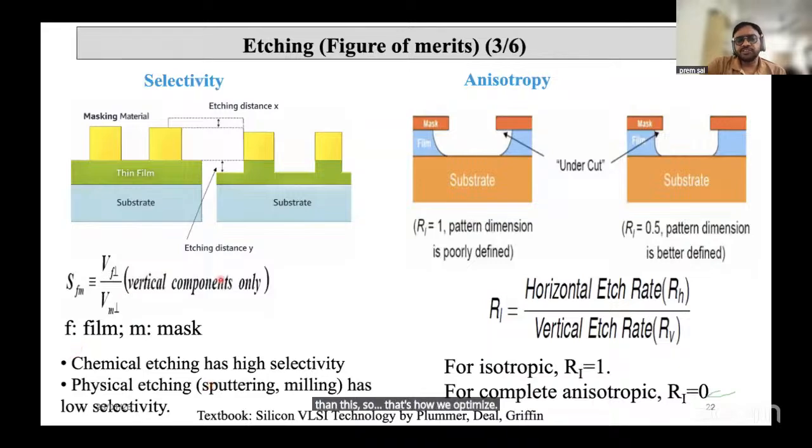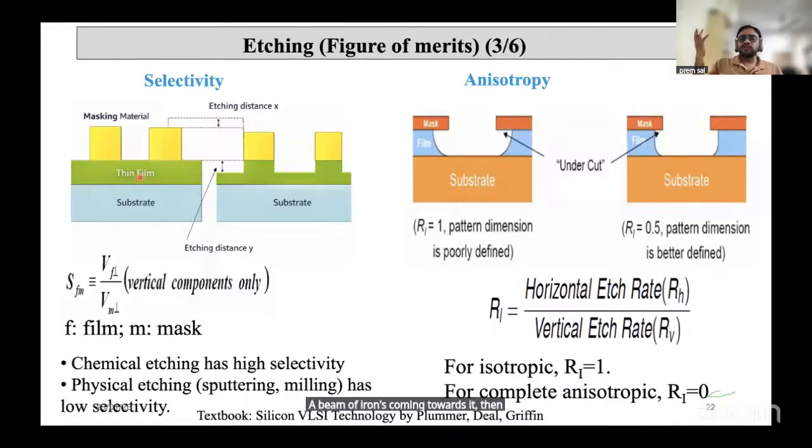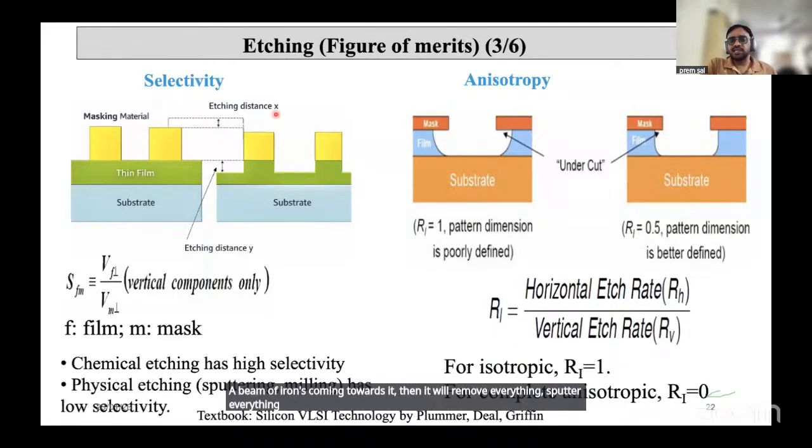The chemical etching has high selectivity. Selectivity means this will be high. The vertical component can be removed very fast. And the physical etching like sputtering and ion milling has low selectivity. Let's say you have this masking material film and you put it in a beam of ions coming towards it, then it will remove everything, sputter everything. So that's what selectivity meant.